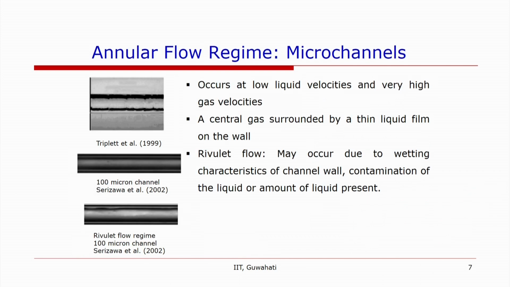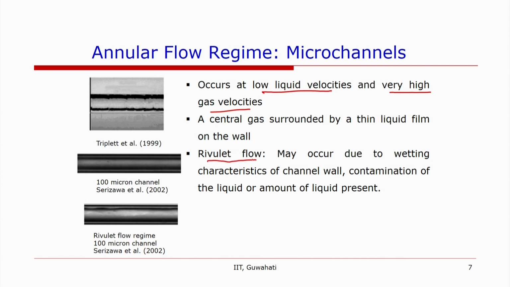Then finally, we have annular flow regime. So, when the gas velocity is increased further, the bubbles have merged, the waves have subsided, and there is a continuous gas core and a thin liquid film on the wall. So, this occurs at low liquid velocities and very high gas velocities. So, one has a central gas core.